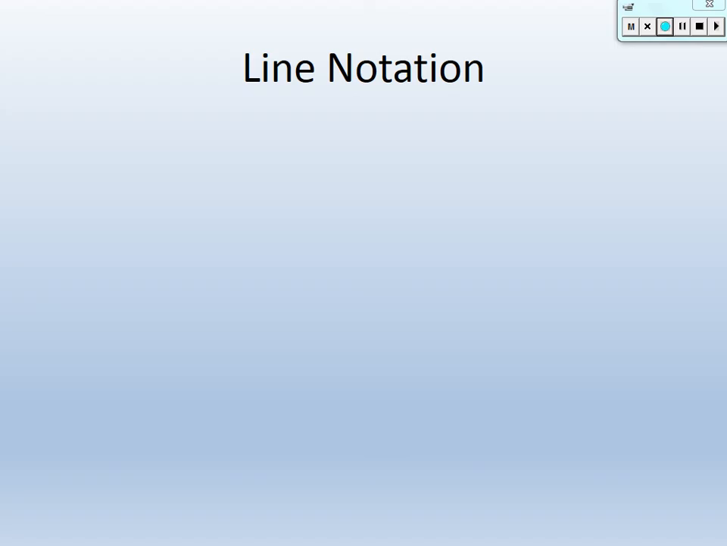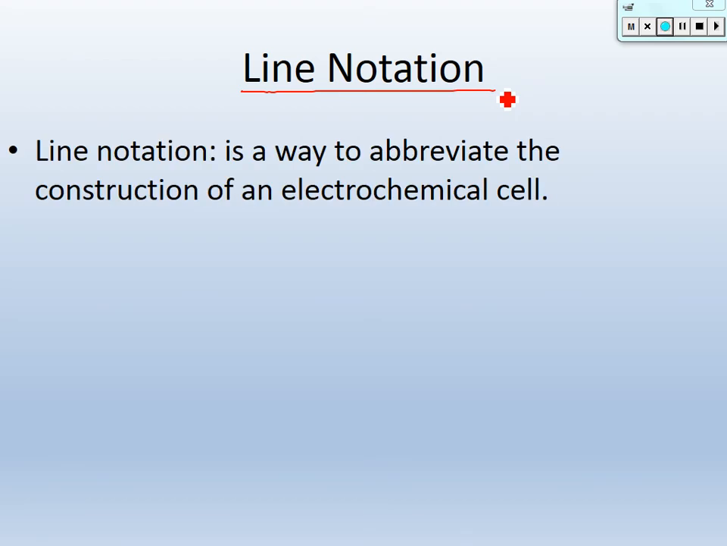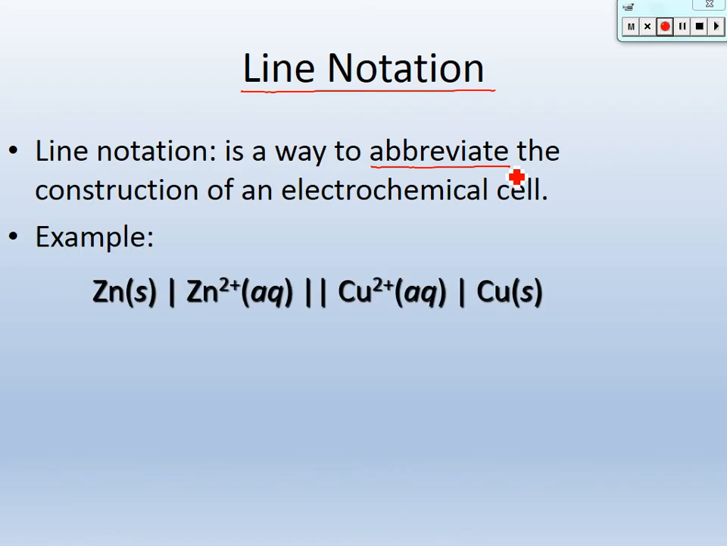Okay, now there's one final topic in this video that I want to talk about, and it's called line notation. When we're dealing with electrochemical cells, you see line notation all the time. So you want to pay attention to this part, and let's make sure we get this part learned. So line notation, you're supposed to write in your guided notes what it is. It's a way to abbreviate the construction of an electrochemical cell. Here's an example of line notation.